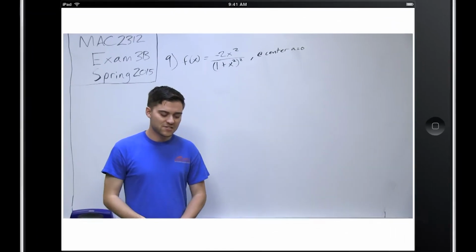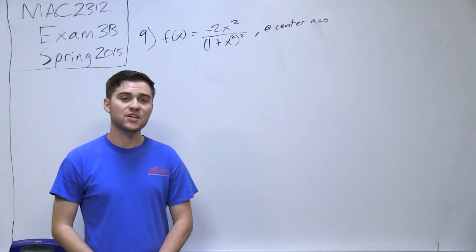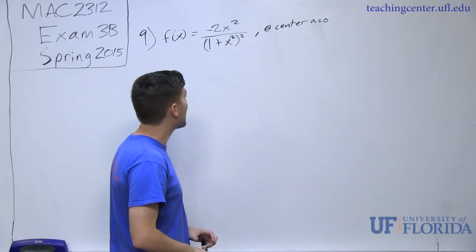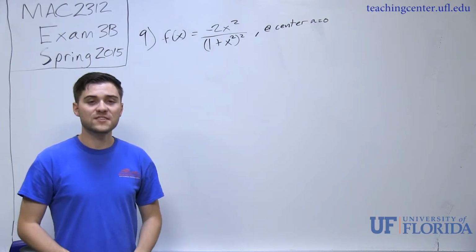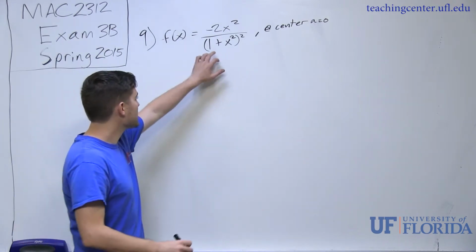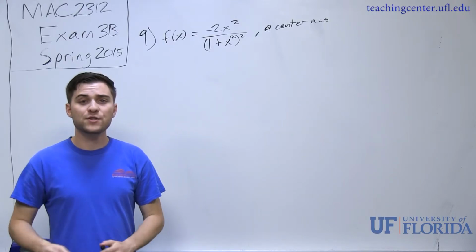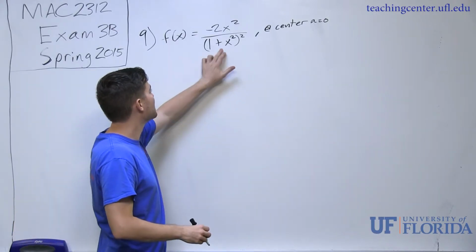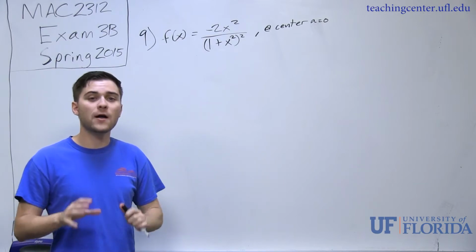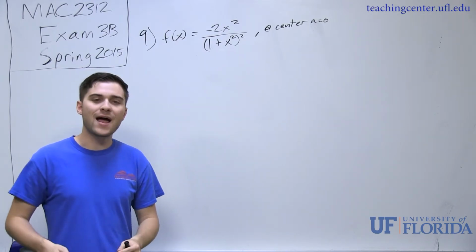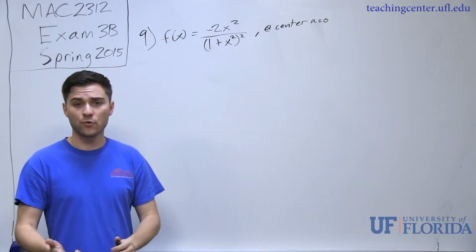Problem number 9 is asking us to find a power series representation centered at 0 of the given function, negative 2x squared over (1 plus x squared) quantity squared. So when I see a problem like this, again, we're trying to find a power series representation. I want to find some part of this function that I can find a power series for, and then build off of that, whether I have to add, subtract, multiply, divide, differentiate, or integrate.